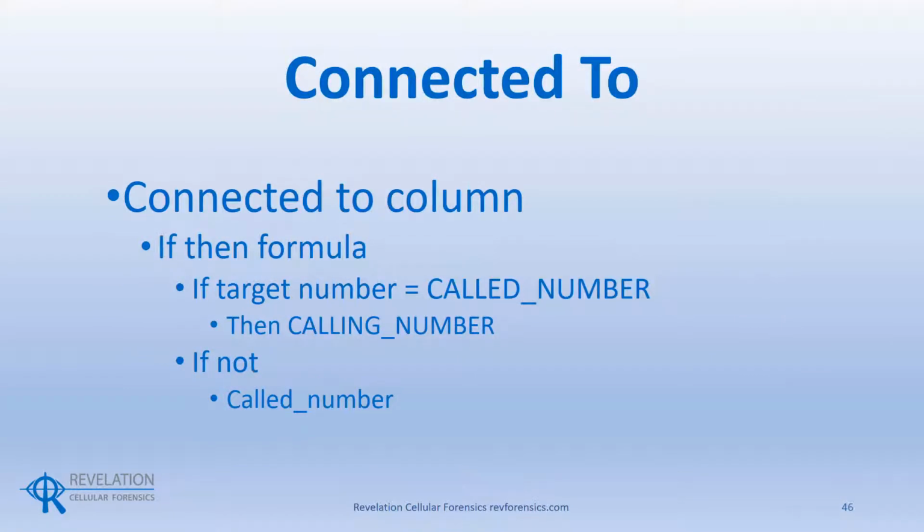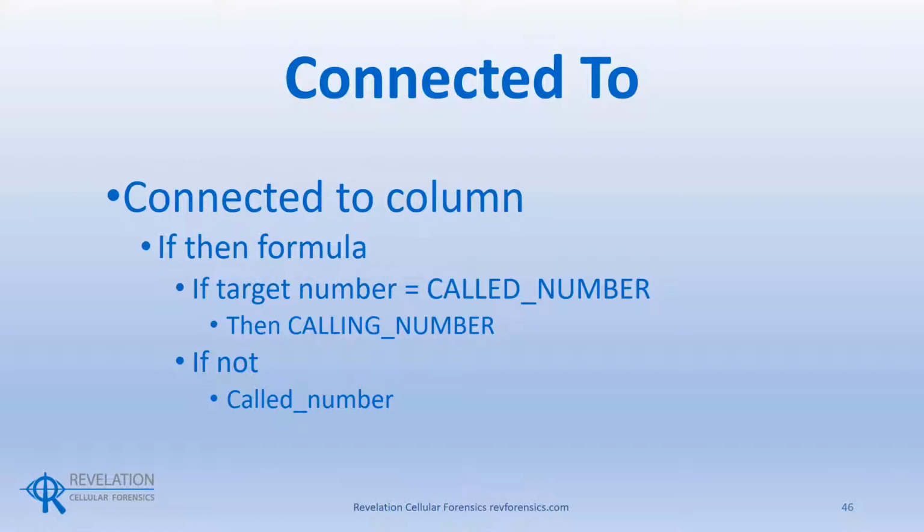The connected to column will have the phone number of the phone that connected with the target number during the call or text. Since Sprint provides the phone numbers in either the calling number or the called number columns, we need to use an if-then formula to separate the target number from the connected to numbers. Since we copied the target number into the called number column based on the dialed digits column earlier, the target number will be in either the calling number column or the called number column.